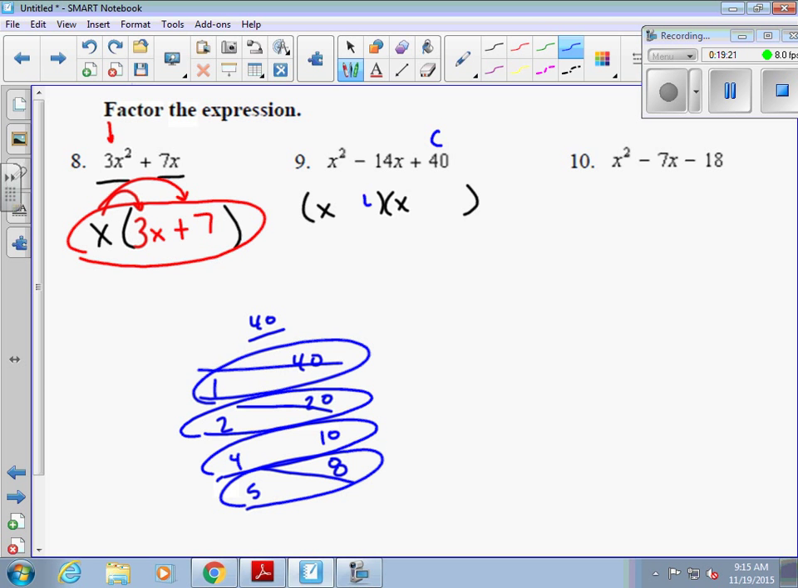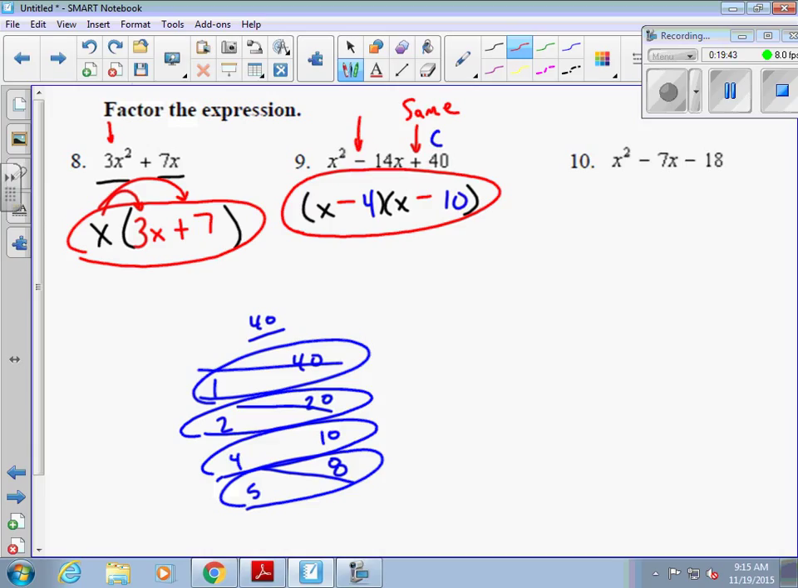So 4 and 10. This sign here tells us that they're the same. Remember, anytime it's positive, that means they're the same. It doesn't mean they're plus. It means they're the same. This one says since they're the same, that's the sign they both are. Minus 4, minus 10. Again, that can be written backwards. You could have 10 first and 4 second, but they both have to be negative.